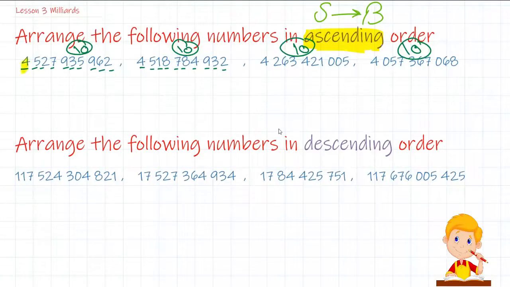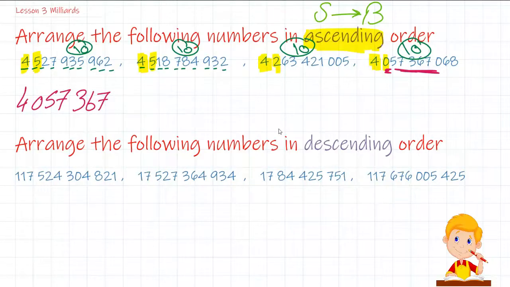As we started before, we have here 4, 4, 4 and 4. Let's move to the next digit. We have here 5, 5, 2 and 0. What is the smallest number here? Of course, the smallest number here is 0. So let's write this number at the first here. 4,057,367,068. That's our first number.